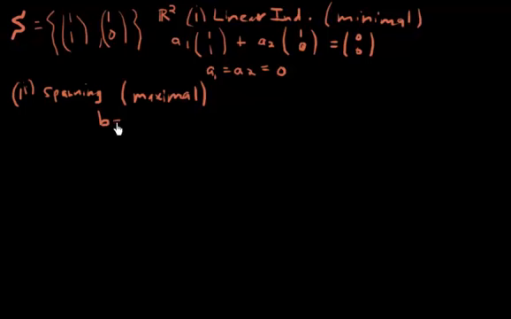So for example, if I had the vector b = (1, 2), I could write this as 2 of the first basis element, plus negative 1 times the second. And that would give me b. So that shows that b is in the span of this set. And this set does in fact span R2.